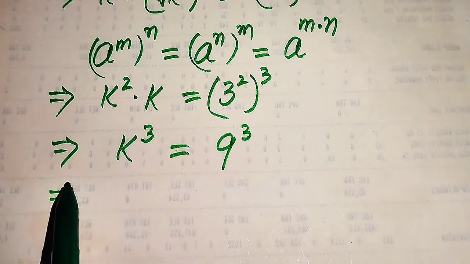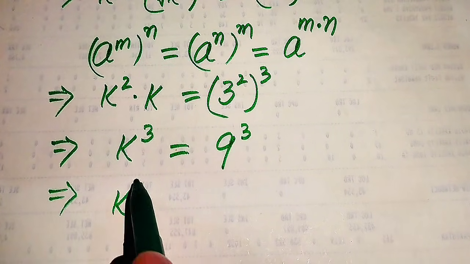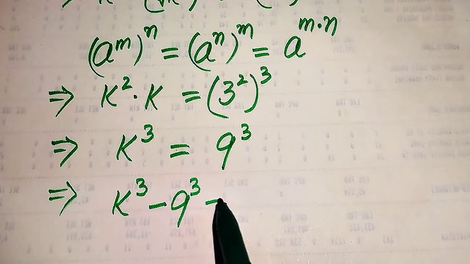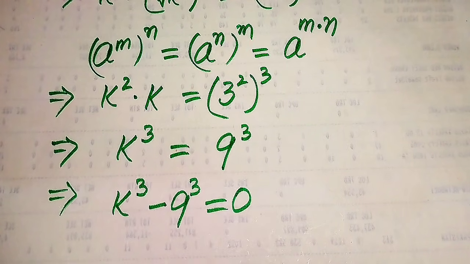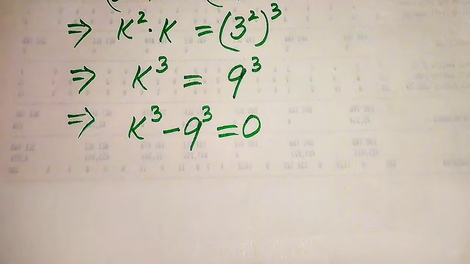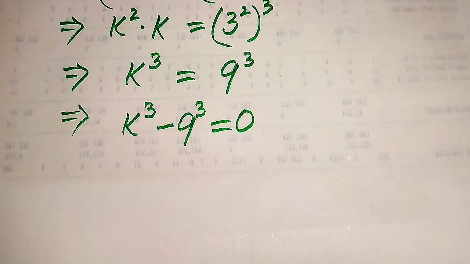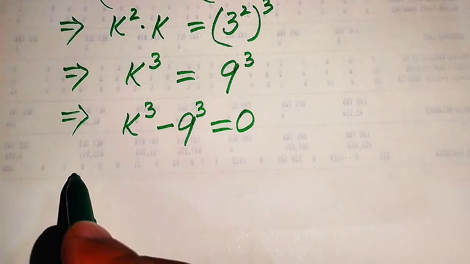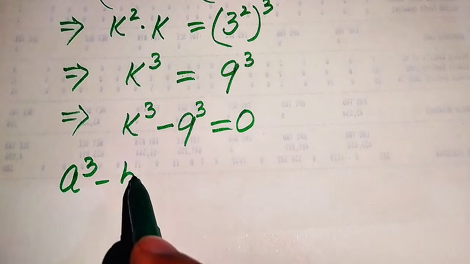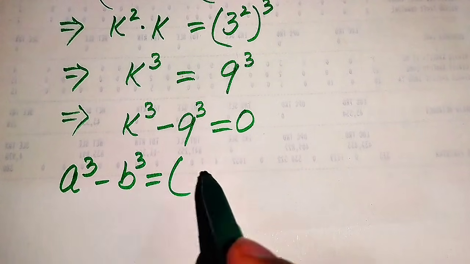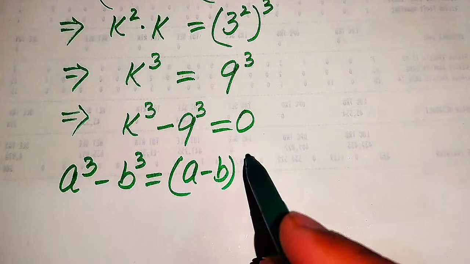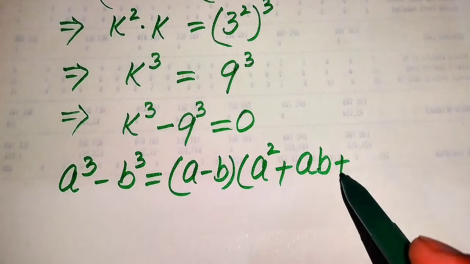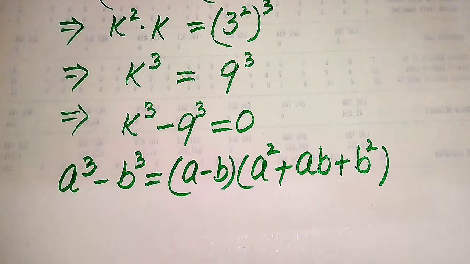So here we need to move this 9 cubed from the right hand side to the left hand side, and it will be written as k cubed minus 9 cubed, and this whole equation is equals to 0. And here we need more simplifications, and now we apply the nice cubic formula. You know that if we have a cubed minus b cubed, it is equal to a minus b times a square plus ab plus b square.